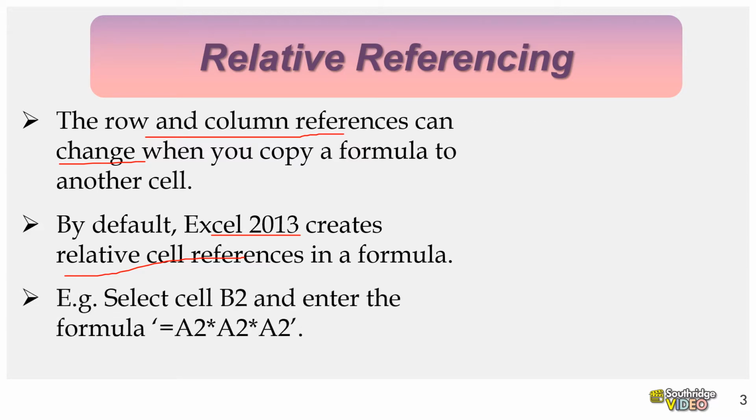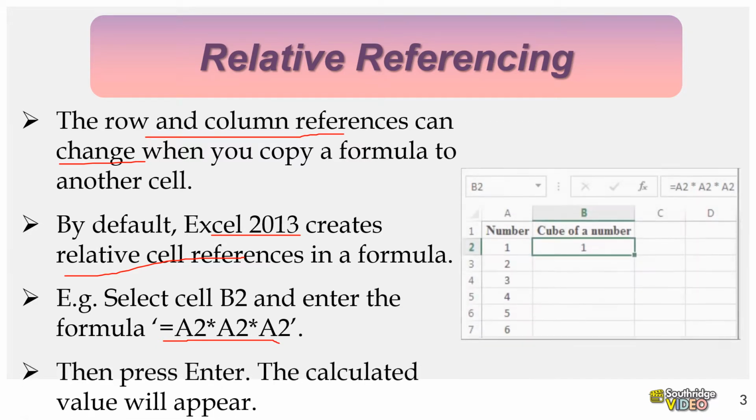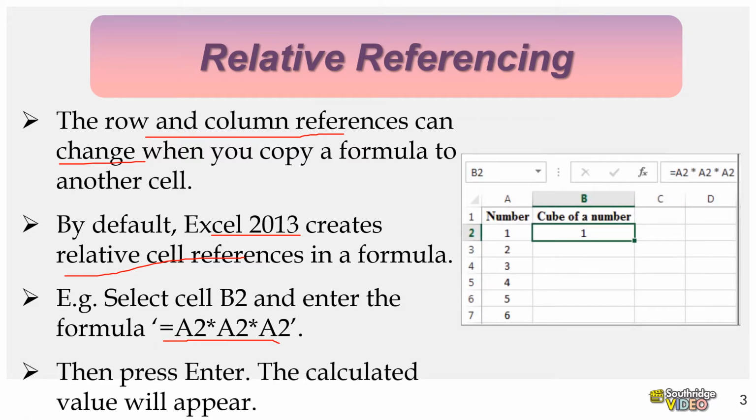See, for example, how to type the formula. Equal to A2 star A2 star A2. Suppose you want to find the cube of a number. The number is given and the cube we have to find. So first you have to select the cell. Select this cell, that is B2, and you can enter the formula. While you are entering formula in Excel, what is the main point I said? First you have to type equal to, right? Then you can type A2 or you can just click the cell A2.